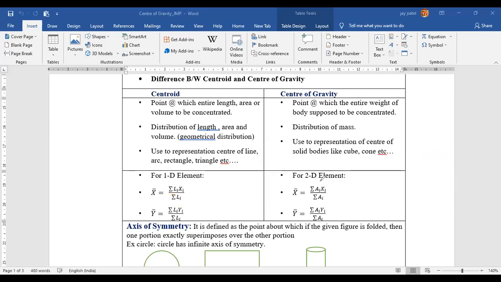Now next, for a 2D element, instead of length, we are going to consider area. Is it clear? What is your x bar? Summation ai xi divided by summation ai. What is your y bar? Summation ai yi divided by summation ai. I hope it is clear to all. Clear है?